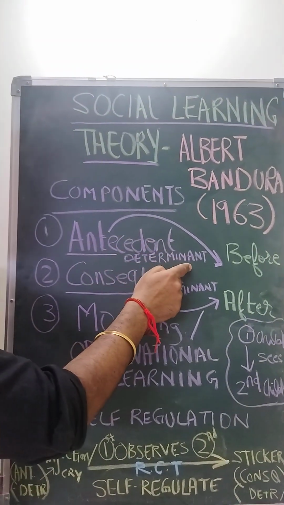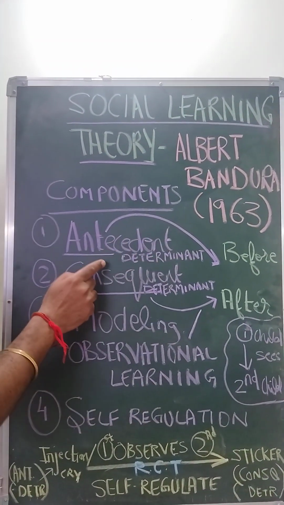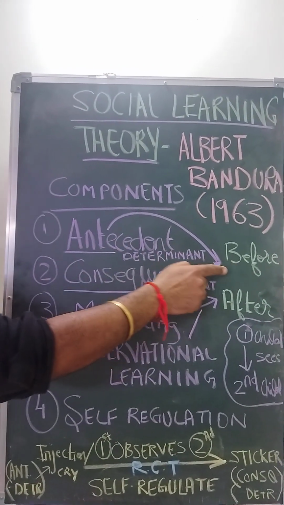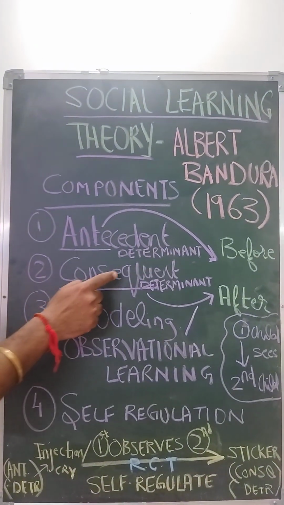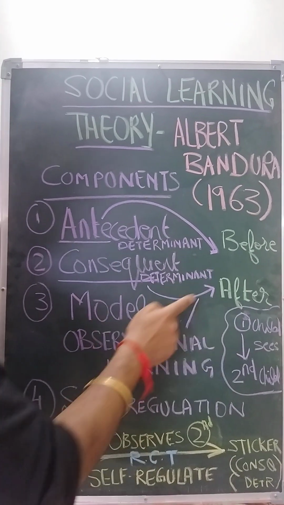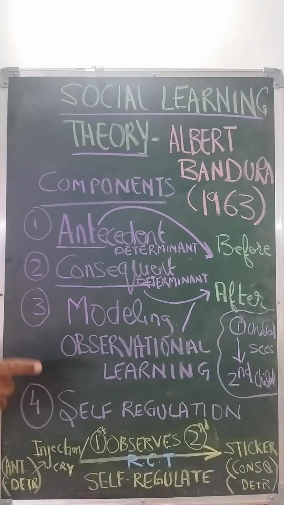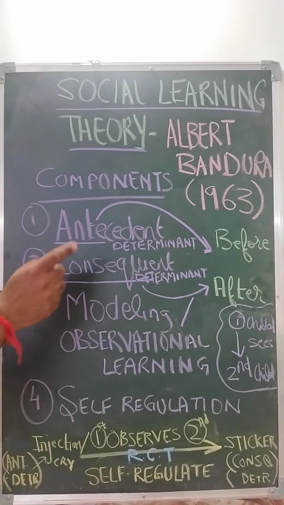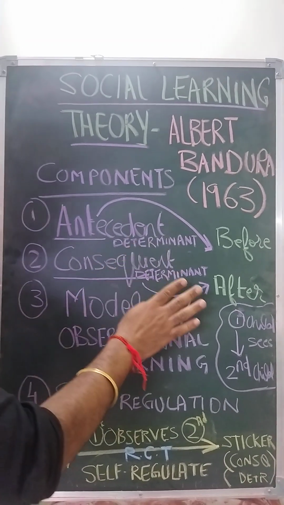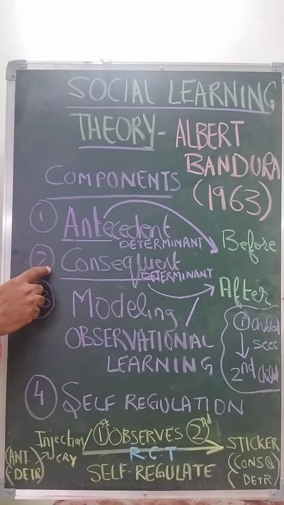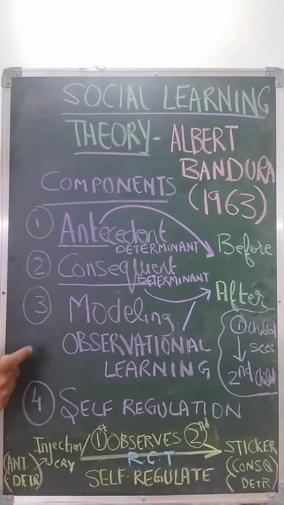So those factors which influence the process before the process starts are antecedent determinants. Consequent means after. Determinant means those factors which influence any process. So those factors which influence the process after the process is complete are known as consequent determinants.